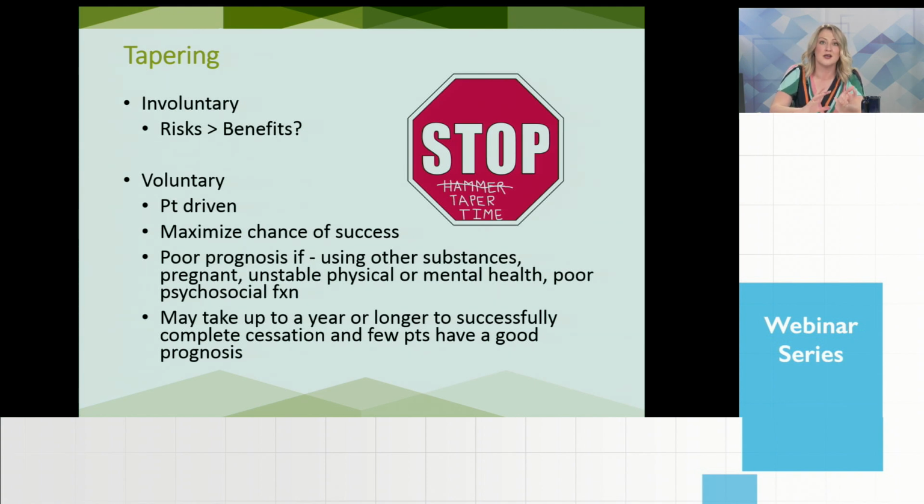Pregnancy is not a stable time in anyone's life. It wasn't in mine. So that's not really where we're going to want to make a big change in meds. If their physical or mental health is not at a good place, again, not the time to do it. And remind them that it may take a year or longer to successfully complete cessation. We looked at that observational study in the last talk, over 10 years, over 25,000 patients, that was looking at methadone, but only 2.5% were able to taper off.